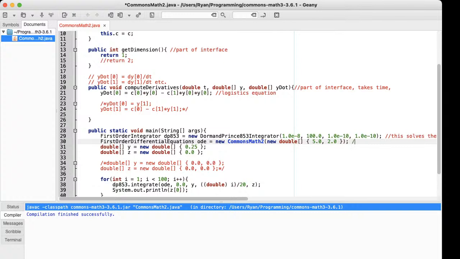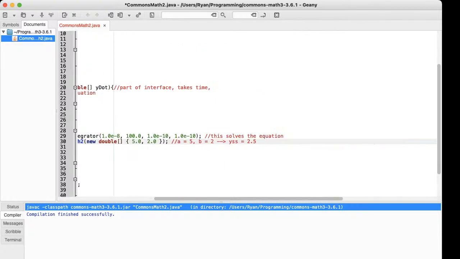This is saying that A equals 5, B equals 2. Okay, and furthermore, that means that the steady state population is going to be A over B, which is 2.5. All right, so we're going to use that as a check to see that the integrator is actually doing what we want it to do.